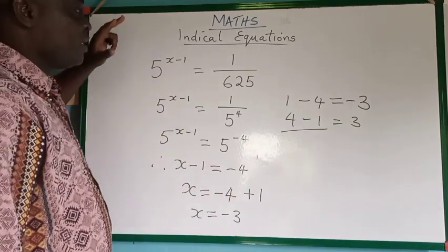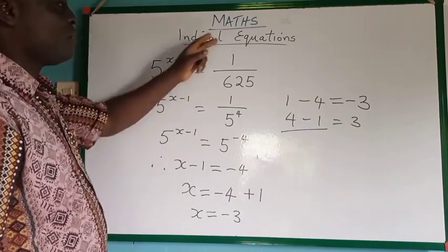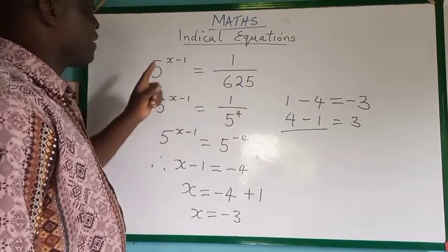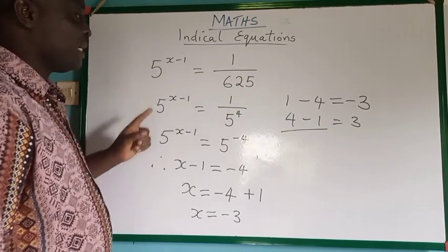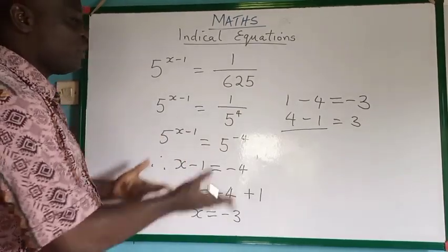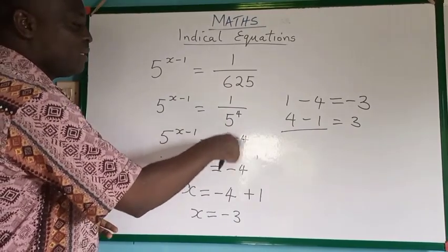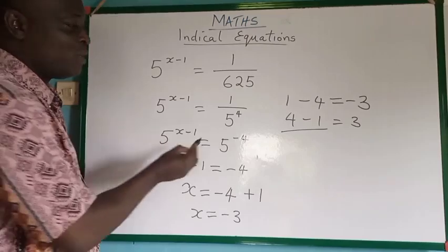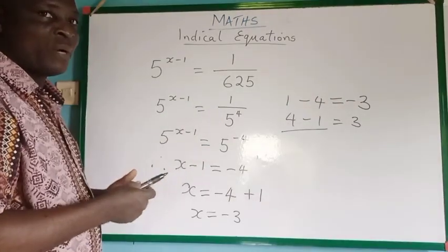What have we done so far? 5 raised to the power x minus 1 is equal to 1 over 625. I want to express 625 to have the same base value as the left hand side. Can it be done? Yes. 625 is the same thing as 5 raised to the power 4. 5 raised to the power 4 can be changed. Instead of being fraction 1 over, I can change it to be straight line expression, but it will not remain positive. It will change to negative. We learned that from our negative power.